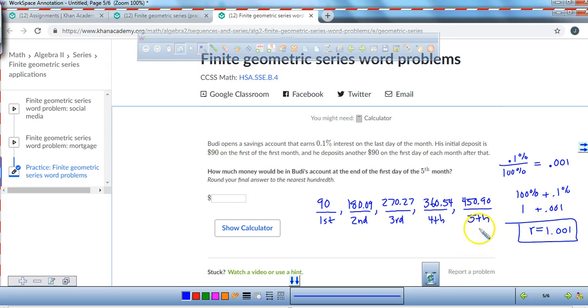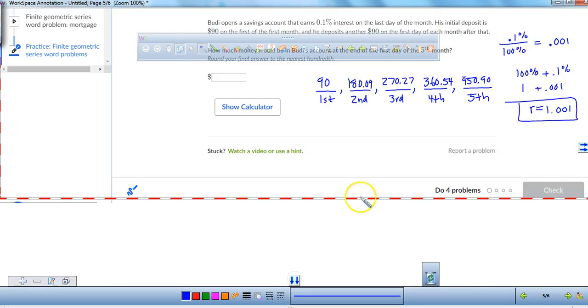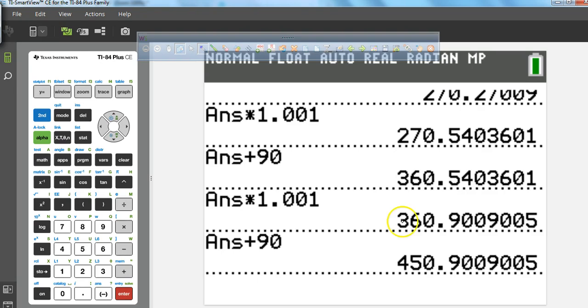We're going to do it a little bit different right now. We're going to do summation notation. We're going to put x equals 1. We're going to start out with 90. We're going to multiply it by 1.001 to the power of x minus 1, and we're going to put in the number 5. We're going to see what happens. All right, here we go.